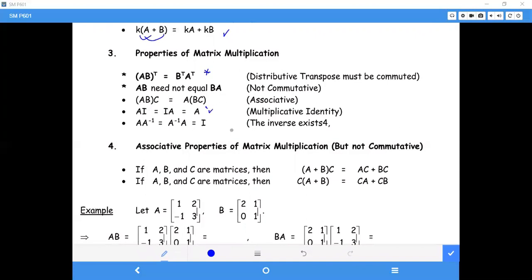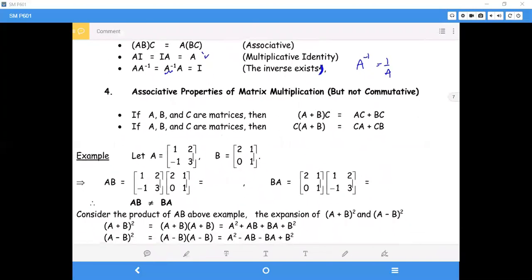Okay, we go to the next slide. So A times A inverse is equal to A inverse times A, and it's equal to the identity matrix. Maybe you don't know what A inverse is now, but soon I will explain it to you later. Maybe I can say A inverse is like 1 over A. And we'll talk about it later.